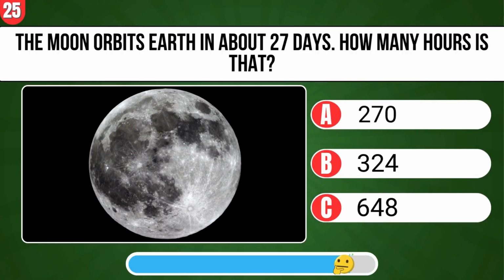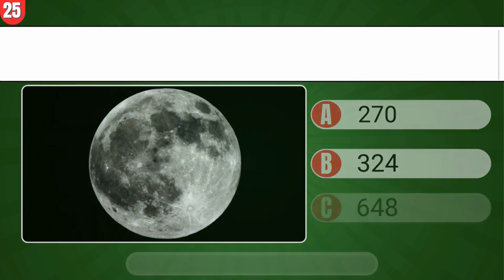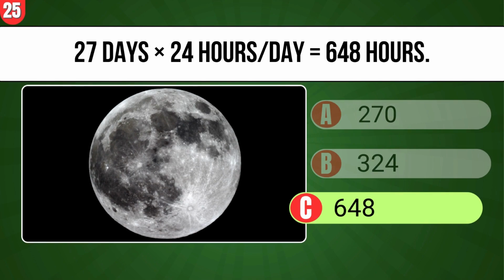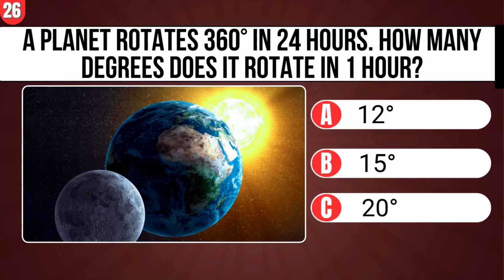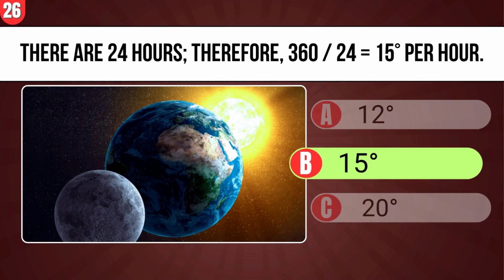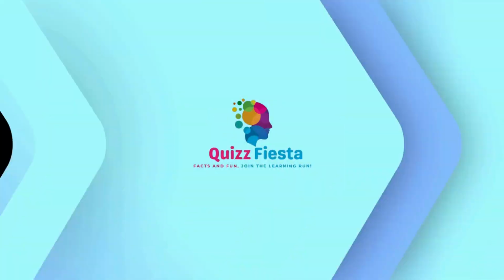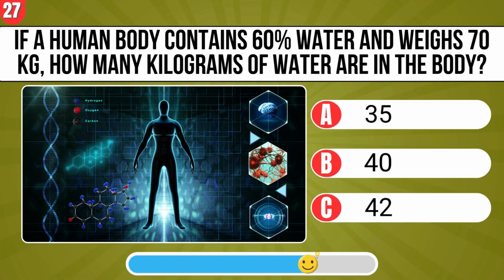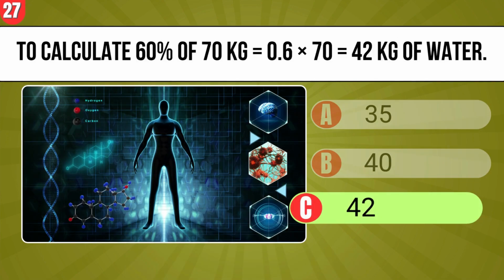The moon orbits Earth in about 27 days. How many hours is that? The moon orbits Earth in about 648 hours. A planet rotates 360 degrees in 24 hours. How many degrees does it rotate in 1 hour? A planet rotates 15 degrees in 1 hour. If a human body contains 60% water and weighs 70 kilograms, how many kilograms of water are in the body? It's 42 kilograms of water.